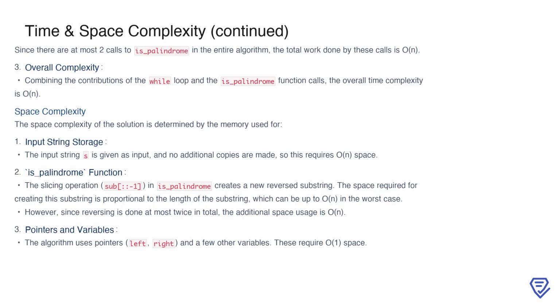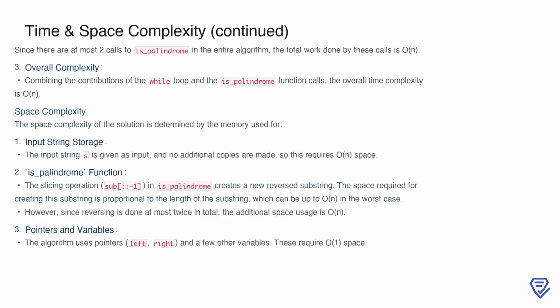Since the algorithm makes at most two calls to the is_palindrome function, one for each potential character removal, the total time contribution from these calls is limited to O(n). When we combine this with the O(n) contribution from the while loop, the overall time complexity of the solution becomes O(n).